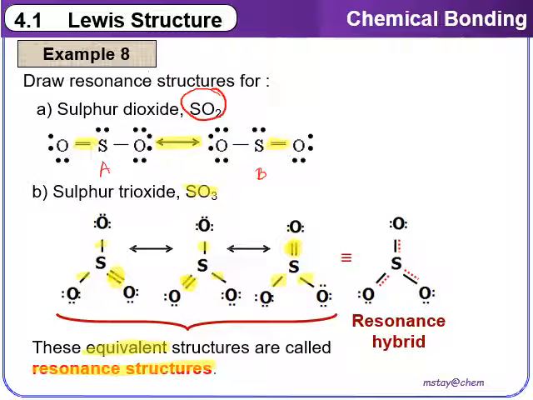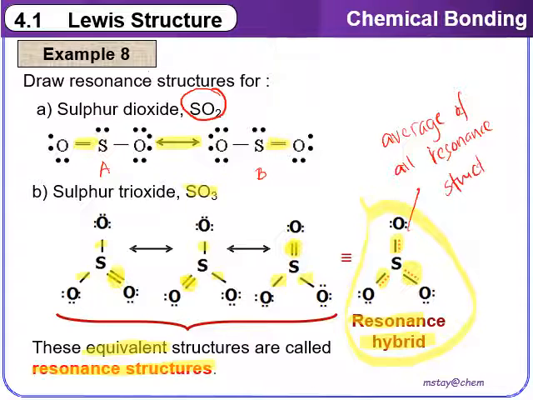They are known as resonance structures. If we blend these 3 structures together, we produce a structure named resonance hybrid, where the bond is not a single or double bond. They are intermediate between single and double bond. Generally, the resonance hybrid is known as the average of all resonance structures.